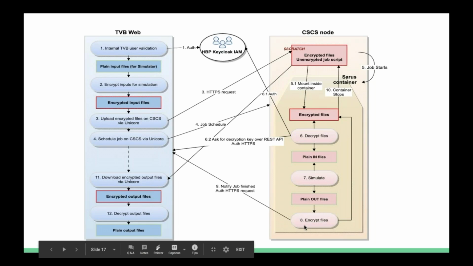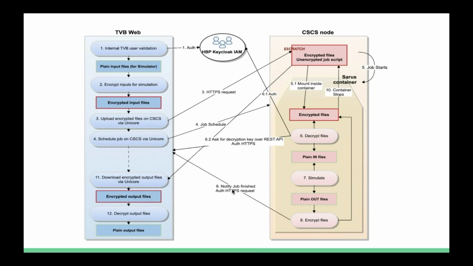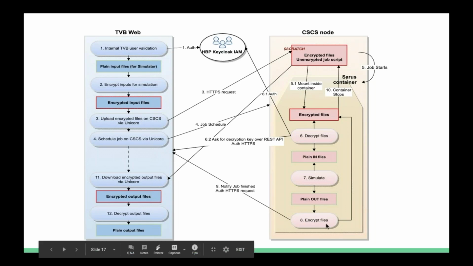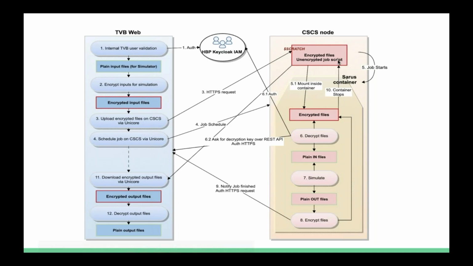When this simulation is done, we encrypt the files, and then again through an authenticated REST call, we notify the TVB instance that the job is finished. And we mount back to the CSCS node only the encrypted file. So any decryption on the CSCS side will happen only inside the Docker container, not outside of it.